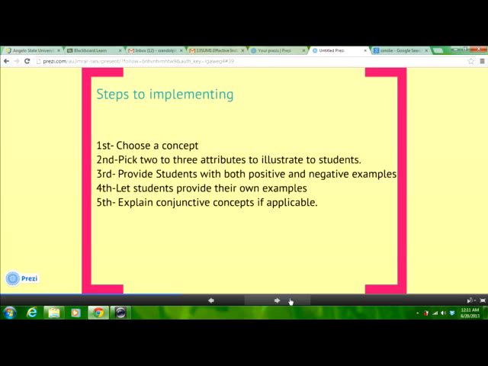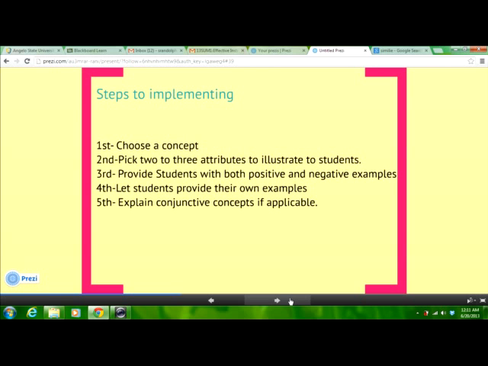First thing you're going to have to do whenever you choose to implement this as a lesson plan is choose a concept. This needs to be those abstract ideas. This can't be something too close. For example, whenever I was reading up on it, I saw that one thing you could do is war, as opposed to civil war. You really want to make sure this is a broad term that students really need to grasp. Second, you're going to pick 2 to 3 attributes to illustrate to students what exactly this concept is. Those are those definitional words that they can remember.